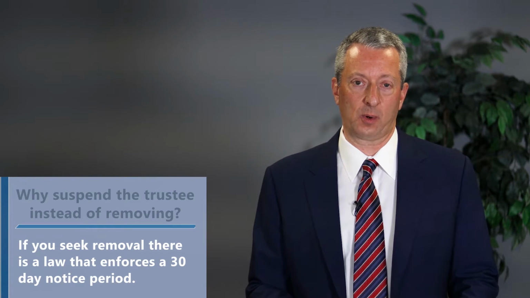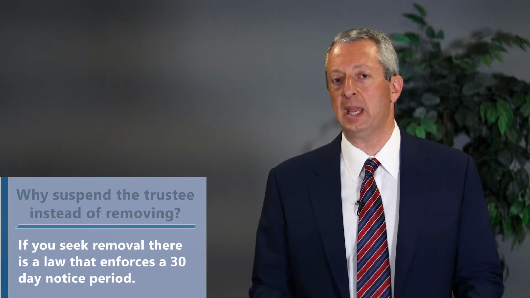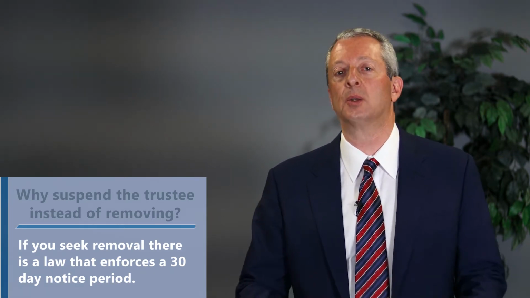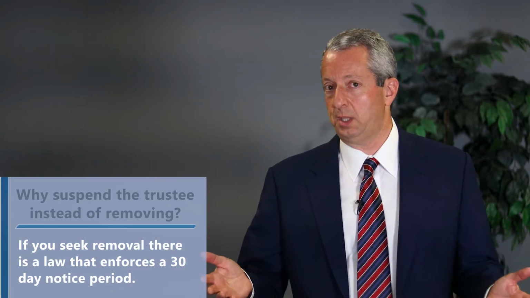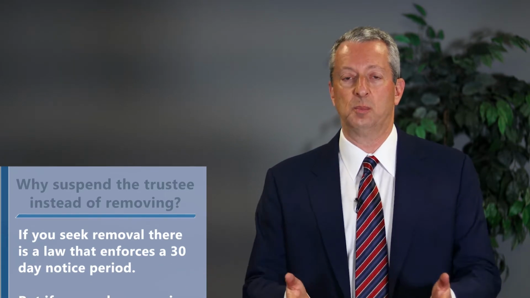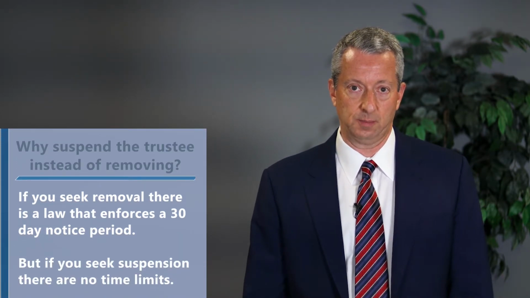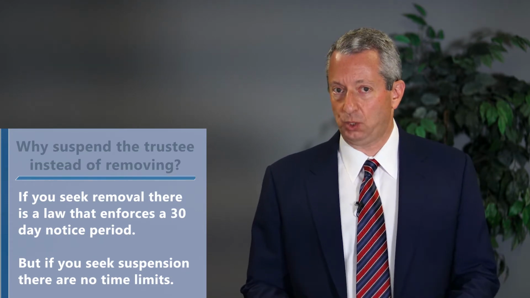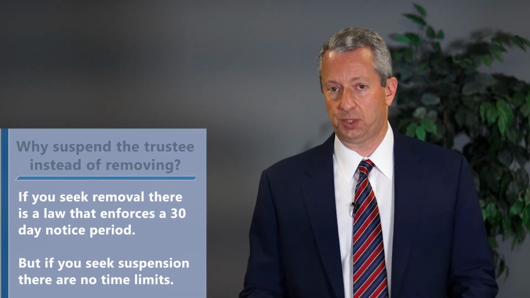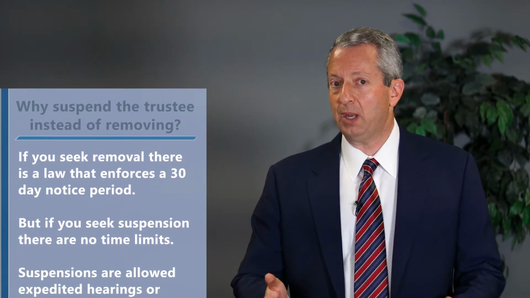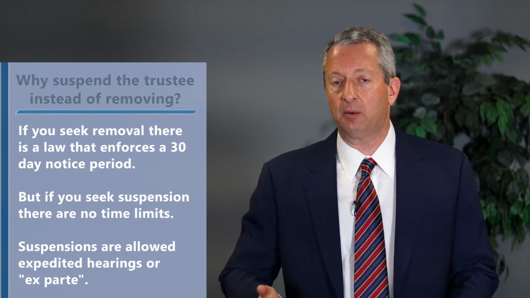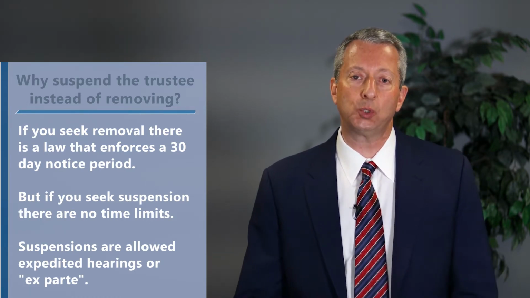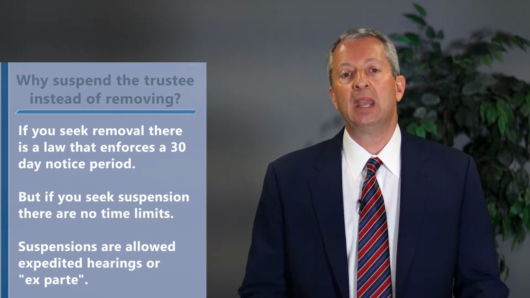In fact, in California, there is a mandatory 30-day notice period when you seek the removal of a trustee, which means during those 30 days, the trustee can continue to do whatever it is that you believe is the reason that they ought to be removed. Asking for suspension of the trustee does not have those time limits. In fact, for suspension, you can go in ex parte. Now, what that means is you can get an expedited hearing simply on the issue of whether the trustee should be suspended.